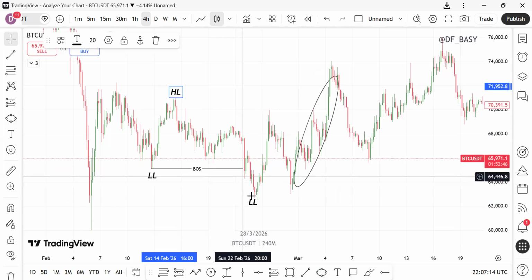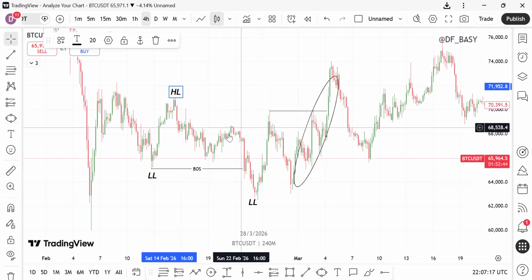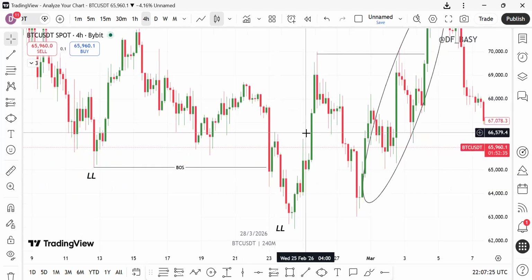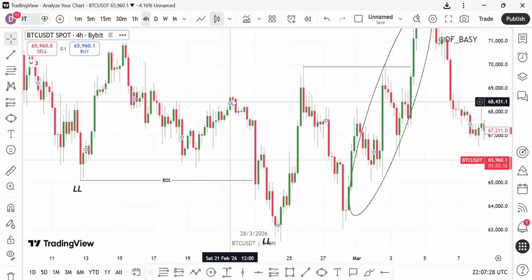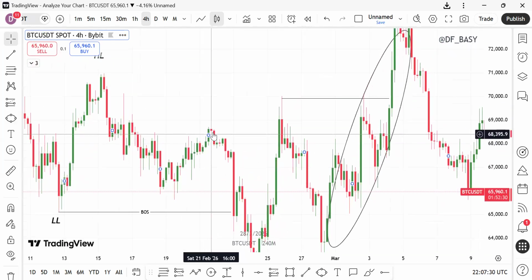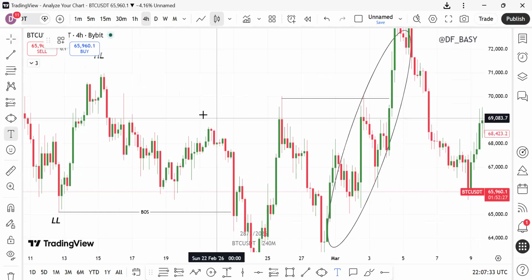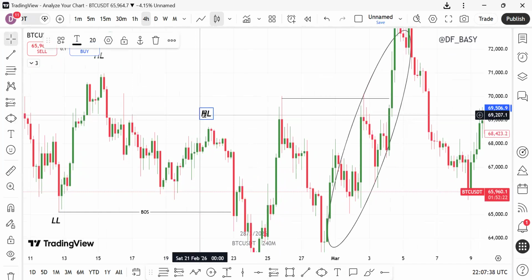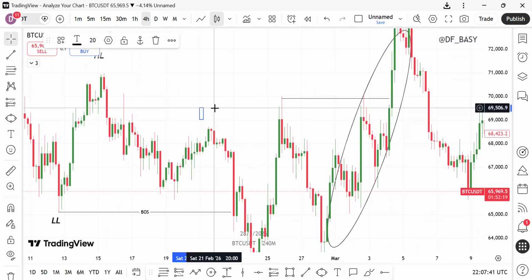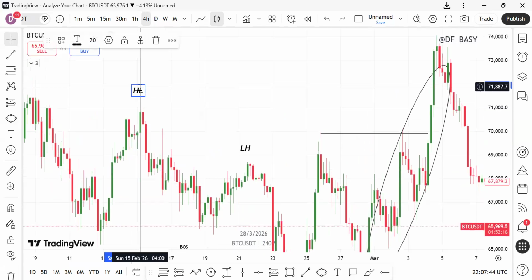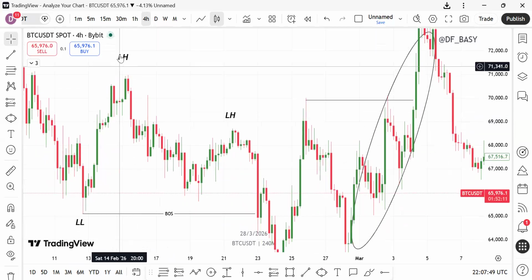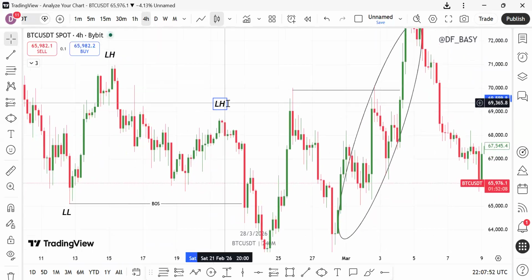But what happened after market broke structure to the downside? What do you do? You have a change here, right? What's the change now? If you look closely, this is the last lower high for the downward trend. Sorry, I'm always mixing these things up. But this is the last lower high. So this is the last lower high for this downtrend.